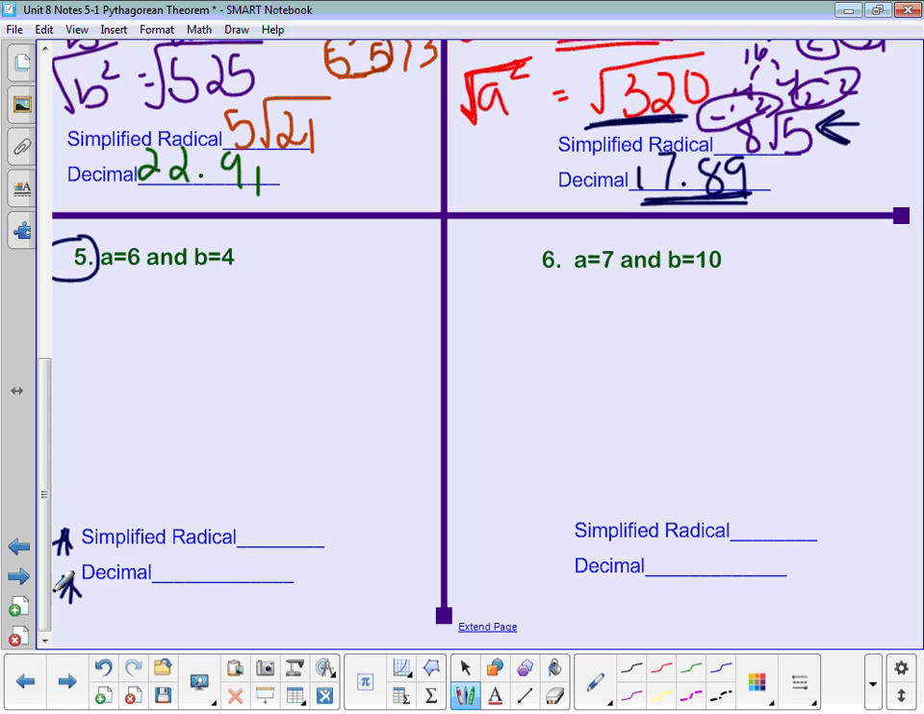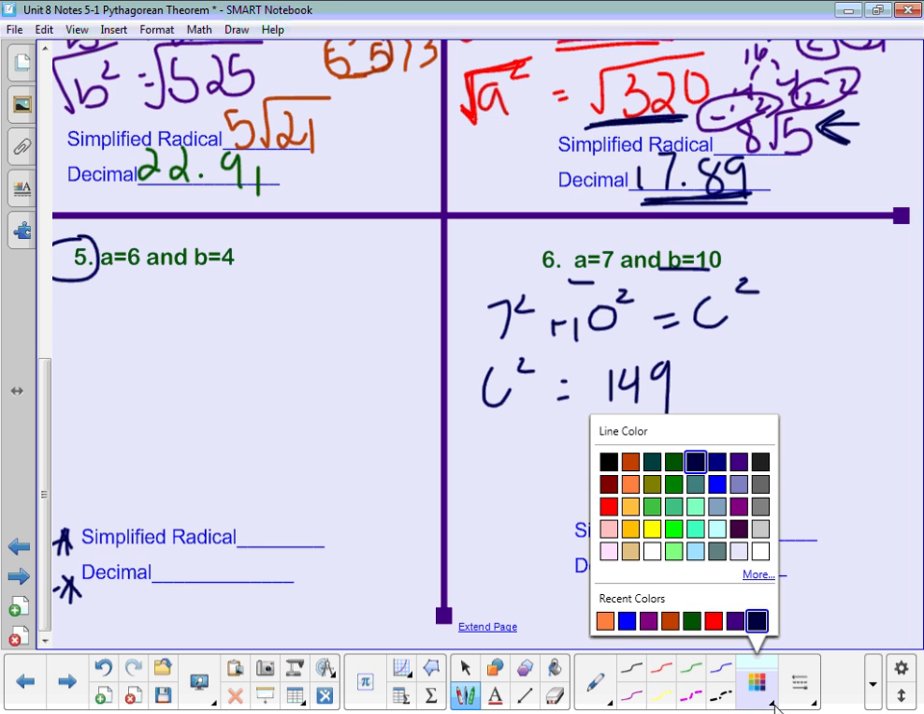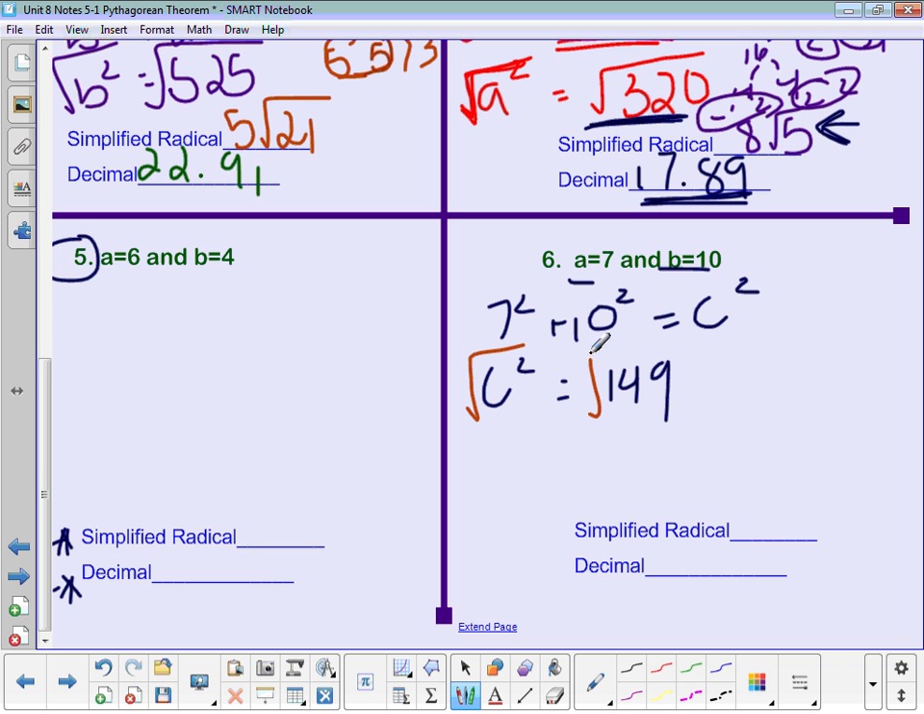Let's take a look at number 6 together. So for number 6, we have 2 legs again. So we have 7 squared plus 10 squared, and that's going to be equal to c squared. So 7 squared plus 10 squared gives me c squared is equal to 149. So now to undo that c squared, I need to take the square root of both sides. So then I end up getting that c is equal to the square root of 149.